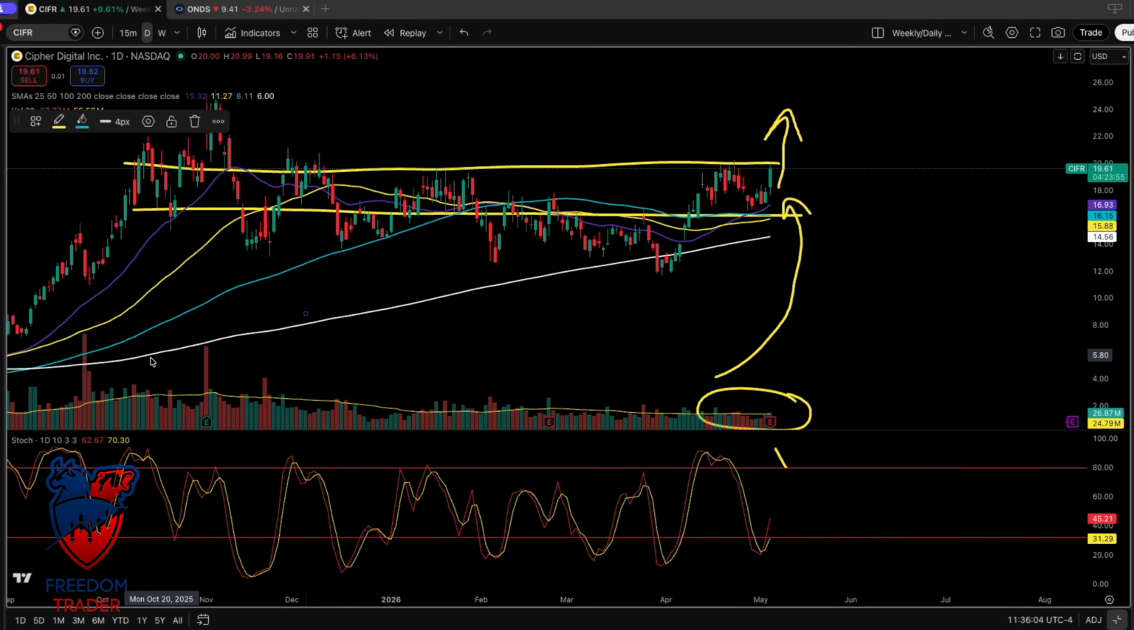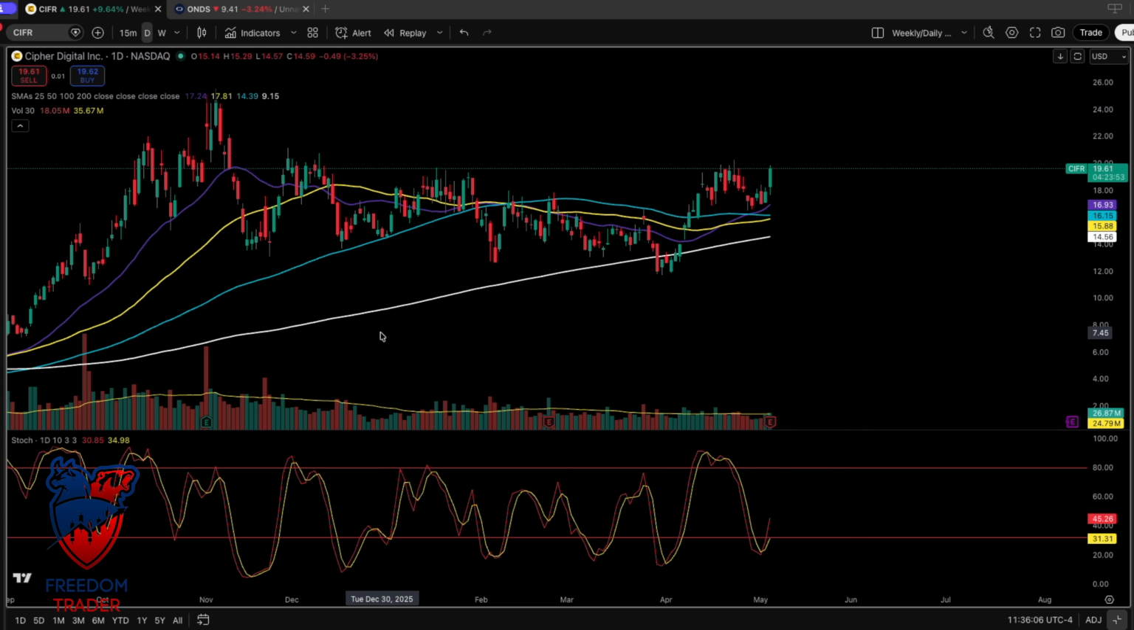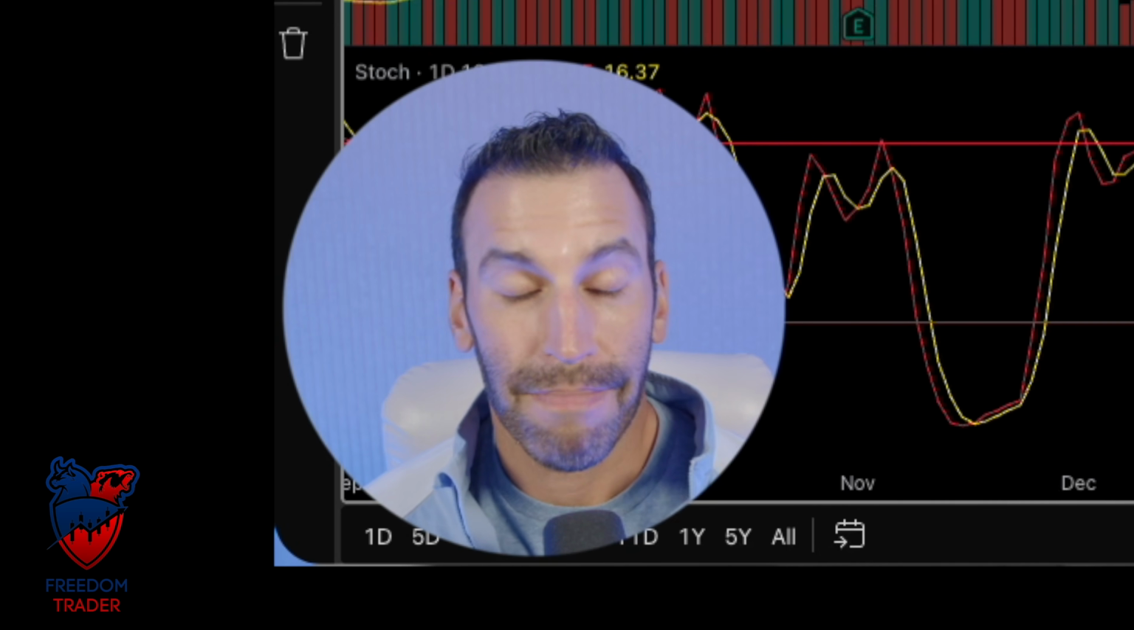Now, I've seen a lot of questions out there before I go any further about what I'm using here. What is this chart? And I should probably talk about it a little bit more. This is TradingView. I'm not endorsed by them. I do not endorse their product. I don't really care what chart you use. I use TradingView. It's free. That's why I like it.